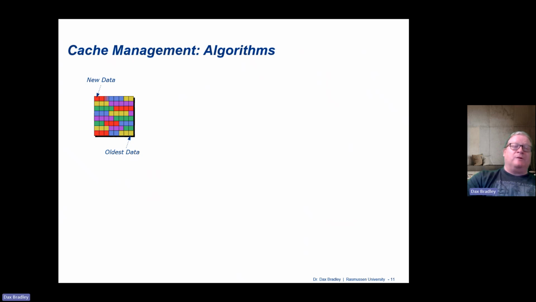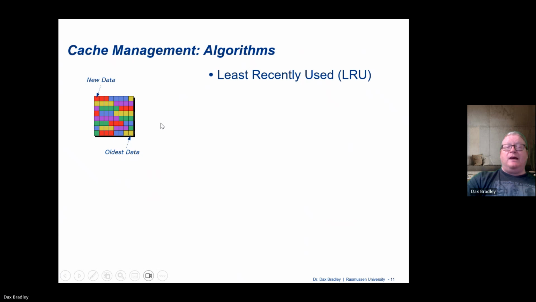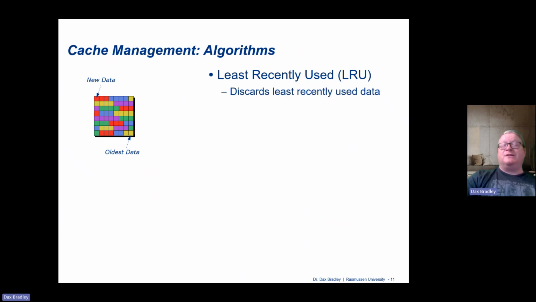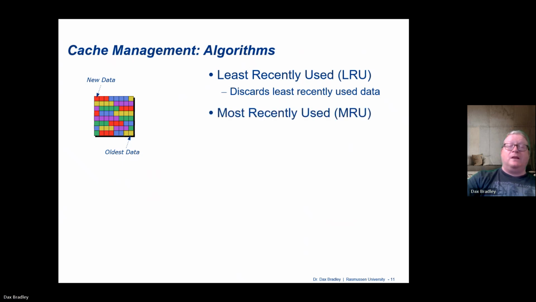Cache management algorithms are processed here as new data enters and eventually becomes the oldest data. It is done on a first in, first out basis. A least recently used algorithm discards the least recently used data. In the MRU, the most recently used, it discards the most recently used data.